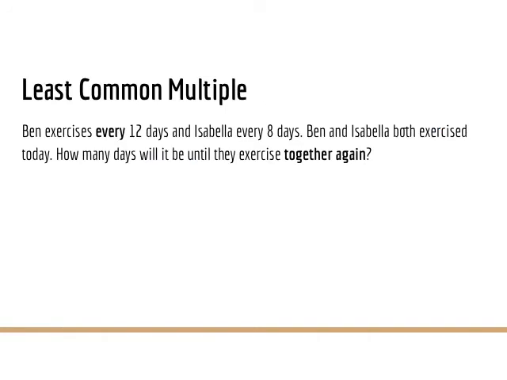All right, so Ben exercises every 12 days and Isabella exercises every 8 days. Ben and Isabella both exercise today. How many days will it be until they exercise together again, meaning on the same day? So we know, because this is about time and repeating sequence of something happening, that this is going to be a least common multiple problem. So go ahead and solve this as a least common multiple problem and write out your answer in a full sentence. Pause until you have it done.